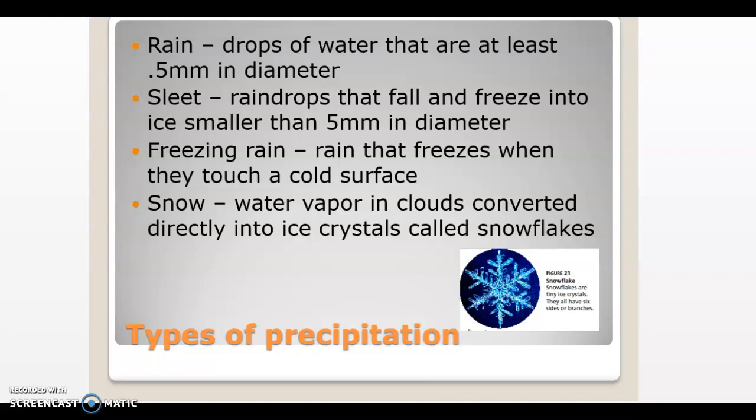And then, of course, snow. Snow is water vapor that's converted directly into ice crystals. So this is basically ice falling from the sky, and the ice that's falling from the sky are snowflakes. They come in many different patterns, as you can see in the snowflake pictures here.